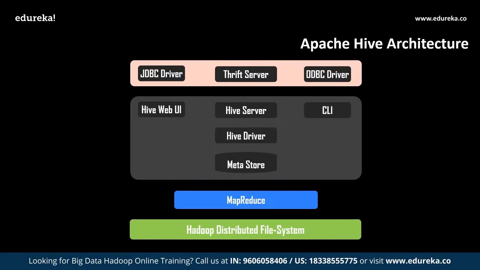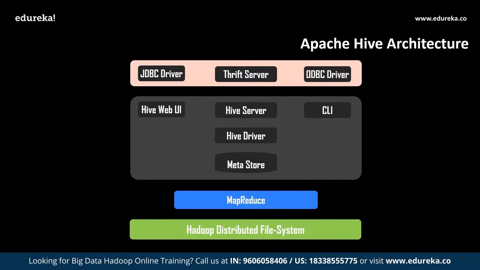Followed by that, we have the Hive services. The following are the services provided by Hive. They are Hive CLI, Hive Web User Interface, Hive Metastore, Hive Server, Hive Driver, Hive Compiler, and lastly, the Hive Execution Engine. The Hive CLI or Command Line Interface is a shell where we can execute the Hive queries and commands. Followed by that, the Hive Web UI is just an alternative for Hive CLI. It provides a web-based graphical user interface for executing Hive queries and commands.